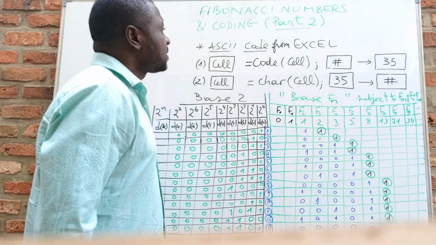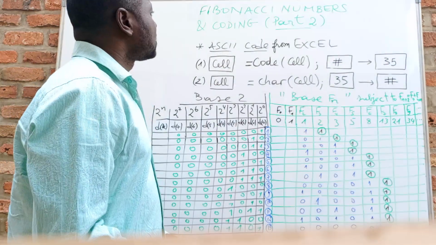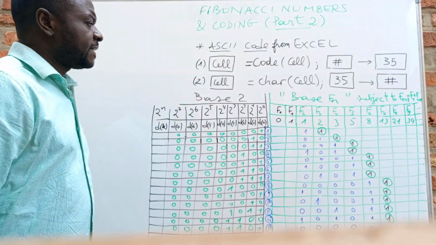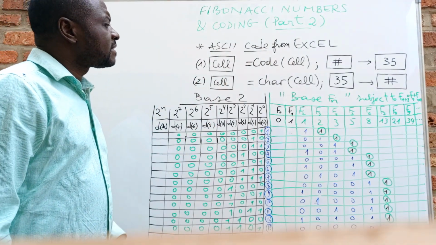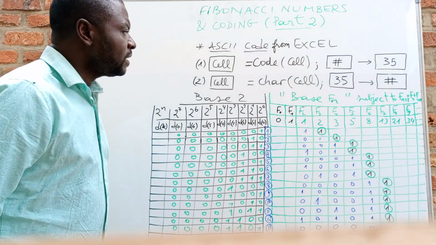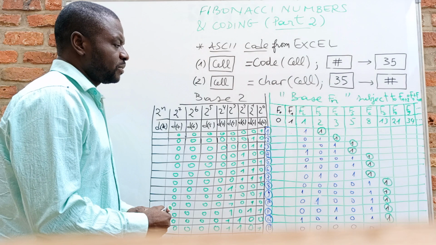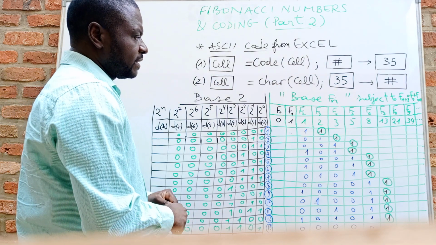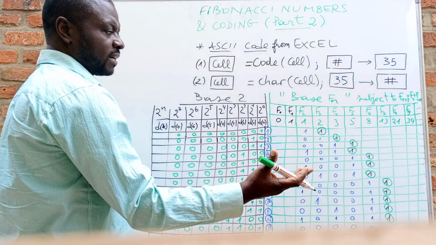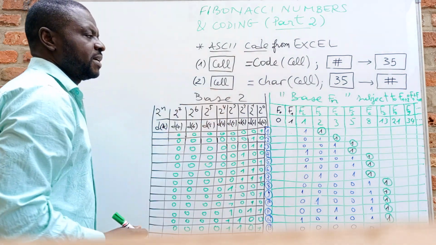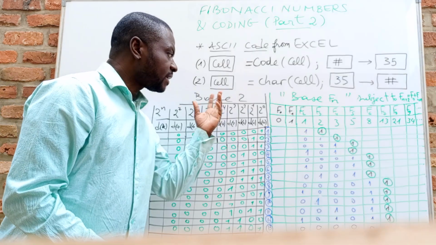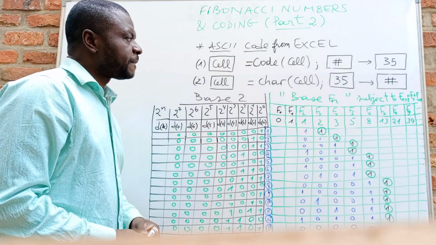Okay, so this is part two of the Fibonacci numbers and introduction to coding. Here we are going to see that coding with Fibonacci numbers basically works the same way as when you write any number in base 2.